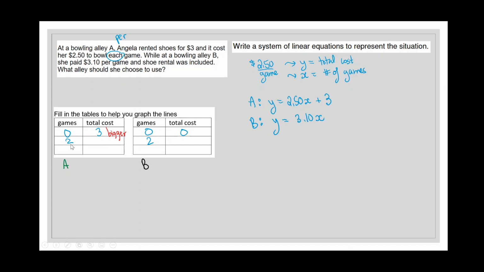So let's grab 2. When you plug in 2 into both equations, you would get $8 for alley A and $6.20 for alley B. And if you compare 8 with 6.20, the 8 is a bigger one. So we know that we have not captured the POI, point of intersection, between 0 and 2 yet. So let's take another number, let's say 10. For 10 games played, if you put those into x's here, we get 28 for alley A and 31 for alley B. And 31 is a bigger number than 28, so we know that these points will be enough for us to sketch.